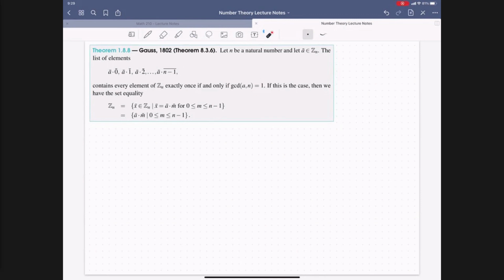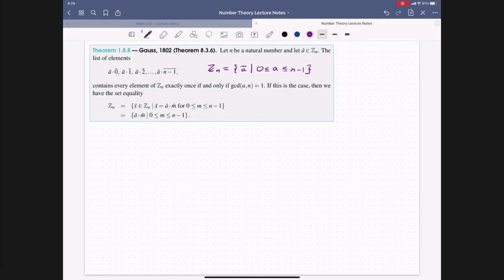Said differently, what we are saying is, because the integers modulo n we know that this set can be written as those elements A bar such that 0 is less than or equal to A, less than or equal to n minus 1. So what we are saying is that we have another way of writing the integers modulo n if A and n are relatively prime, specifically as the set A bar times n bar, where now we let n bar go between 0 and n minus 1.